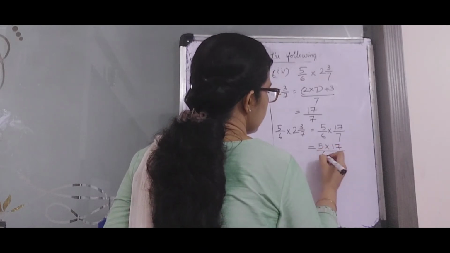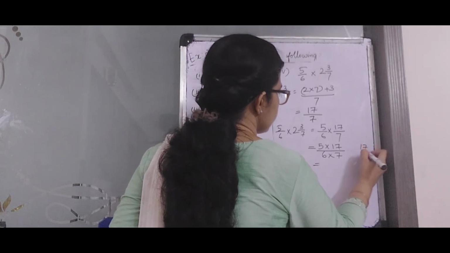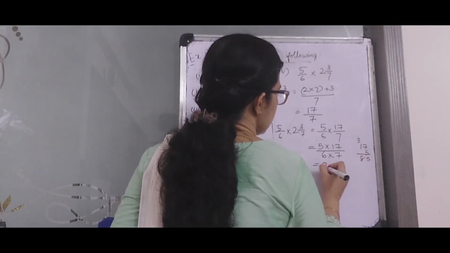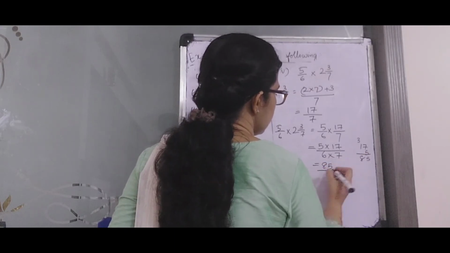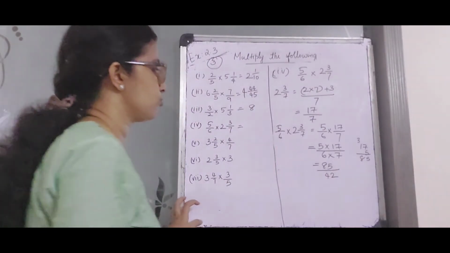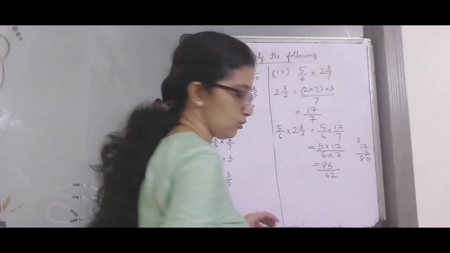5 into 17 divided by 6 into 7. What is 5 into 17? 85, right? So 85 divided by 42. 7 6s are 42. Okay, so 85 divided by 42.